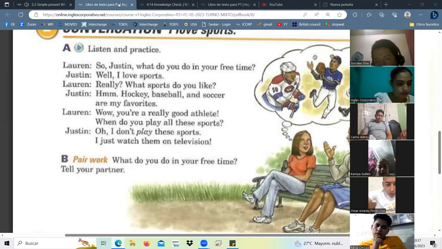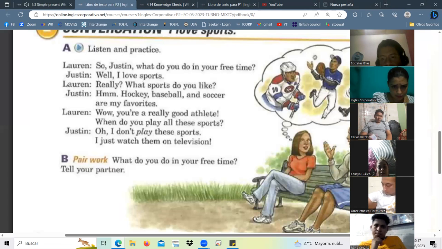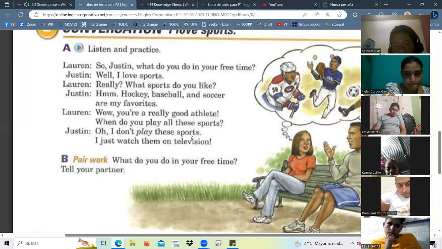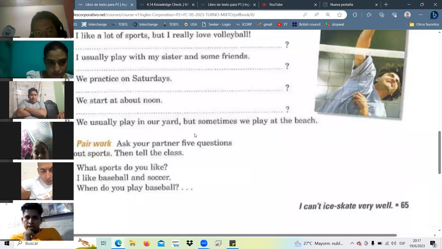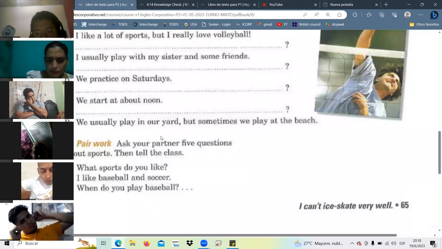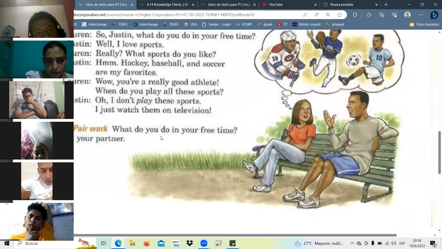Simple present WH questions. What sports do you play? I play hockey and baseball. Who do you play baseball with? I play with some friends from work. We have a team. Where do you play? We play at Hunter Park. How often do you practice? We practice once or twice a week. When do you practice? We practice on Sundays. What time do you start? We start at 10 o'clock in the morning.